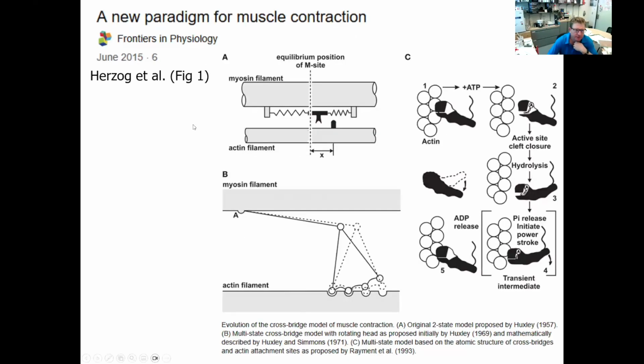And so this was a nice summary figure from a review written by Walter Herzog, where it shows the evolution of what people have thought about over the years. This is what I just described to you. But then in the 1970s, Huxley and Simmons had a 1971 paper where there was this idea of a cross-bridge ratchet, or position of the head, or movement of the head. And that's summarized nicely here with some of the atomic structure that came out of an X-ray diffraction model from Ivan Raymond in 1993.